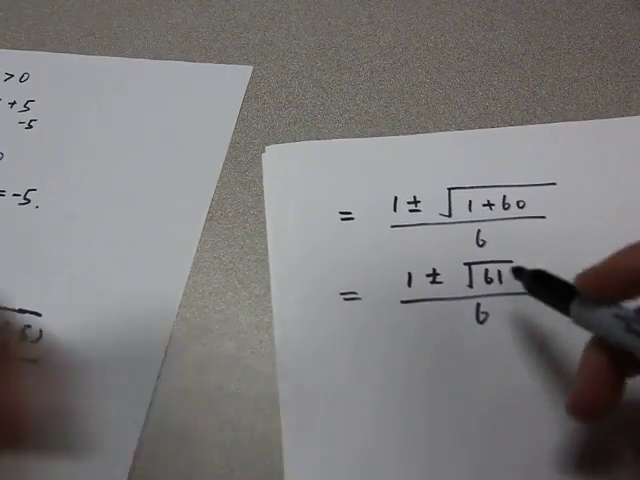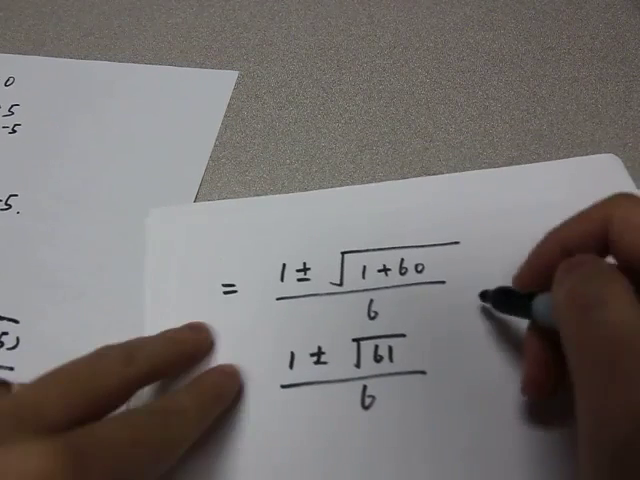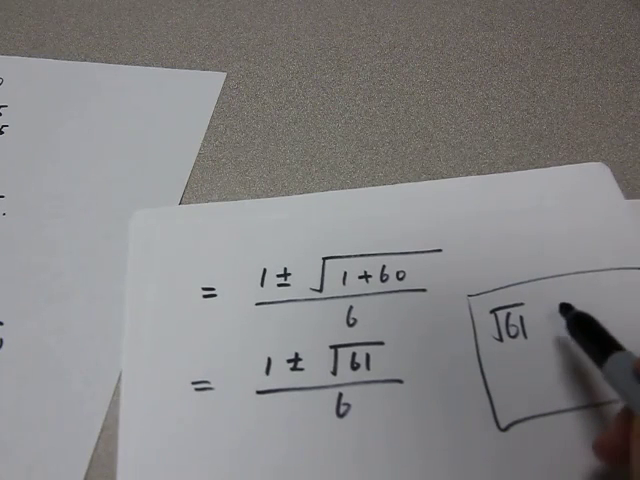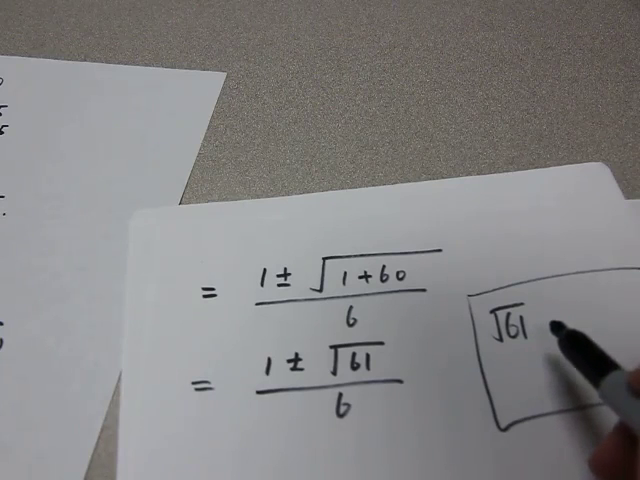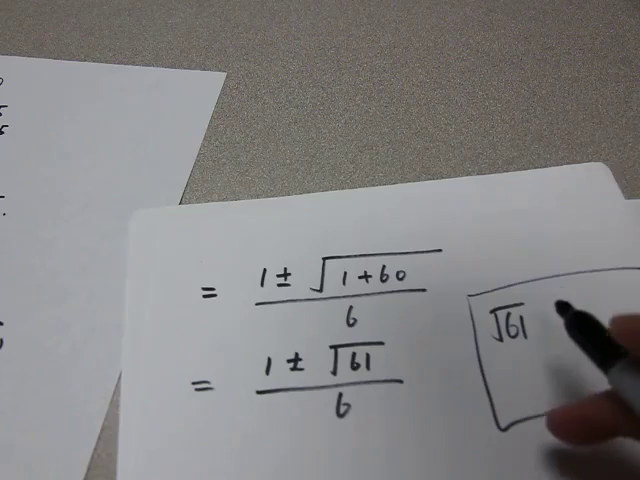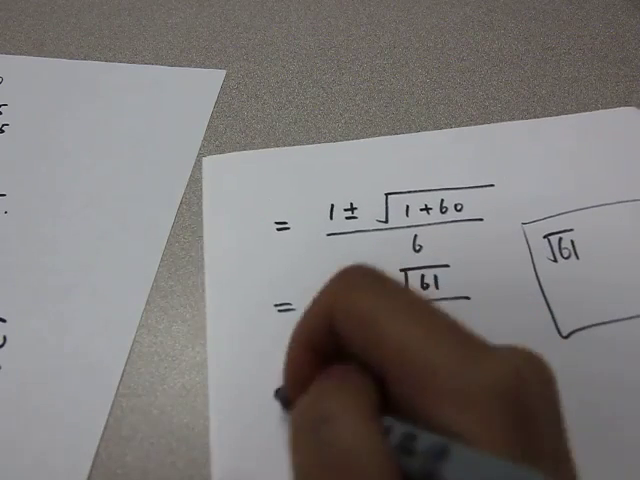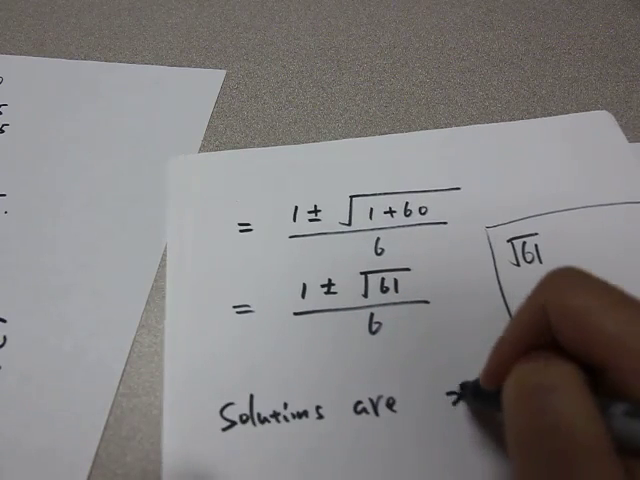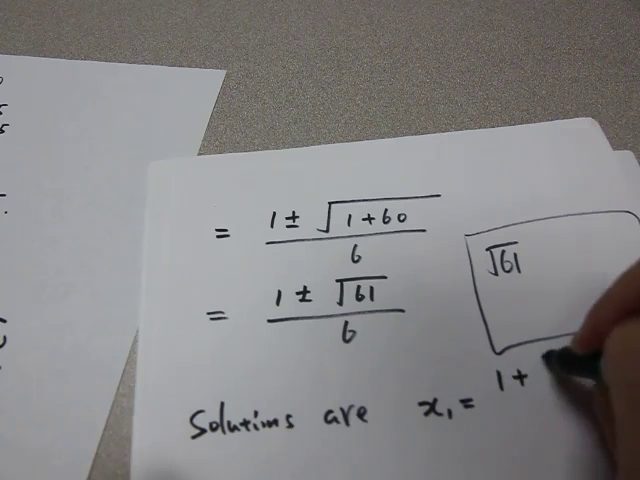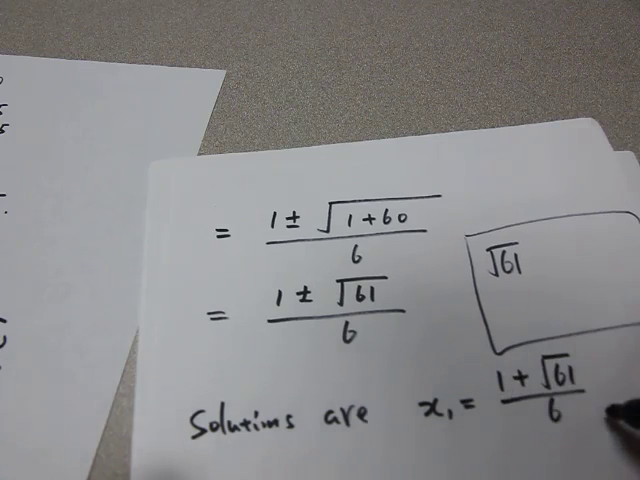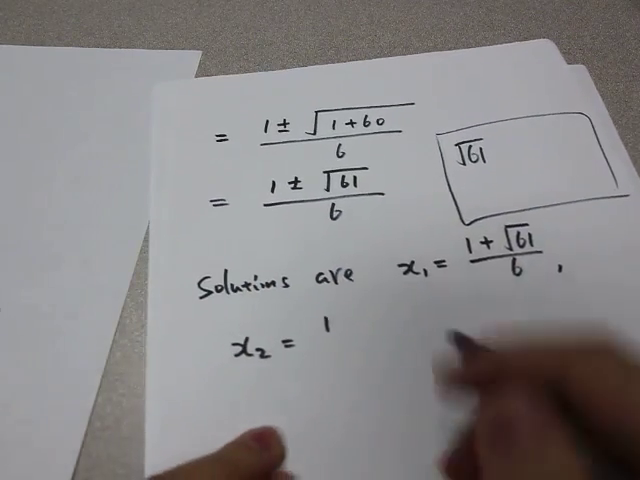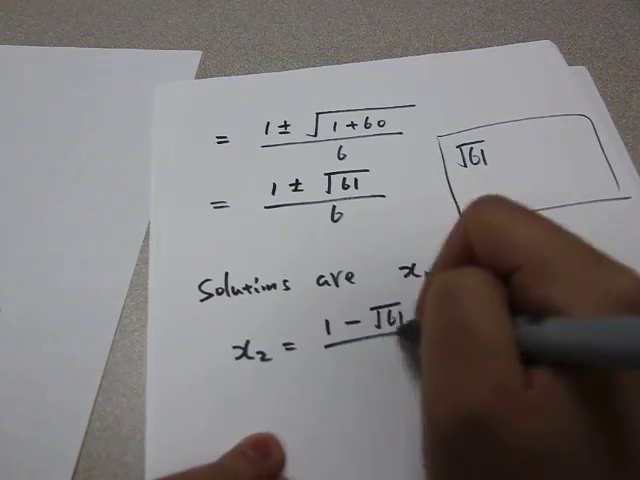Since 61 doesn't contain any perfect square factors, there's no way we can simplify this radical. So we just leave it alone. Therefore, the solutions are x1 equals 1 plus the square root of 61 over 6, and the second solution is 1 minus the square root of 61 over 6.